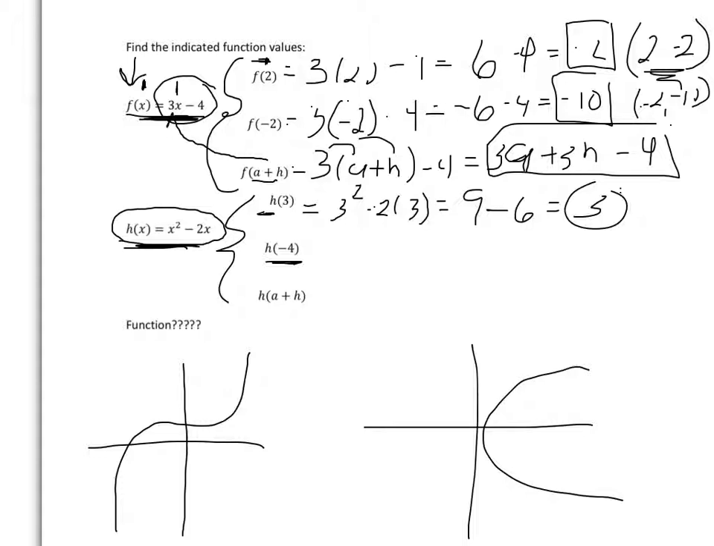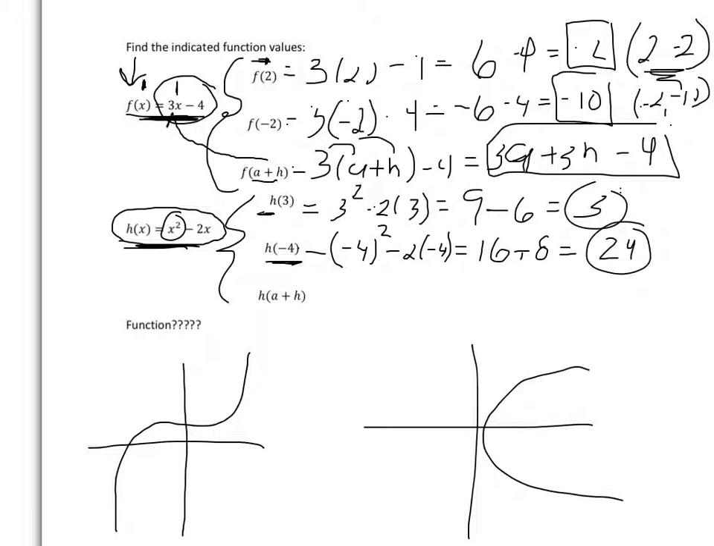h of negative 4, we're plugging that in for the x's right here. Now notice, we're plugging this in for the x's. Since x is being squared here, negative 4 is being squared there. Then negative 2 times negative 4, plugging it in right there. Negative 4 squared is 16. Negative 2 times negative 4 is plus 8. All told, this gives us 24. So h of negative 4 is 24.